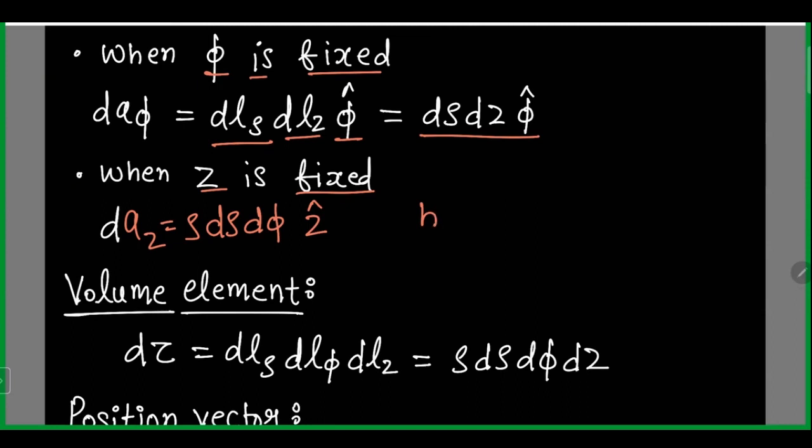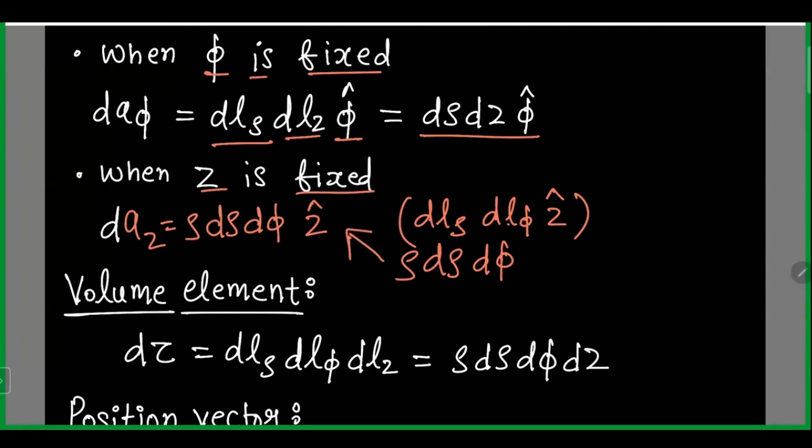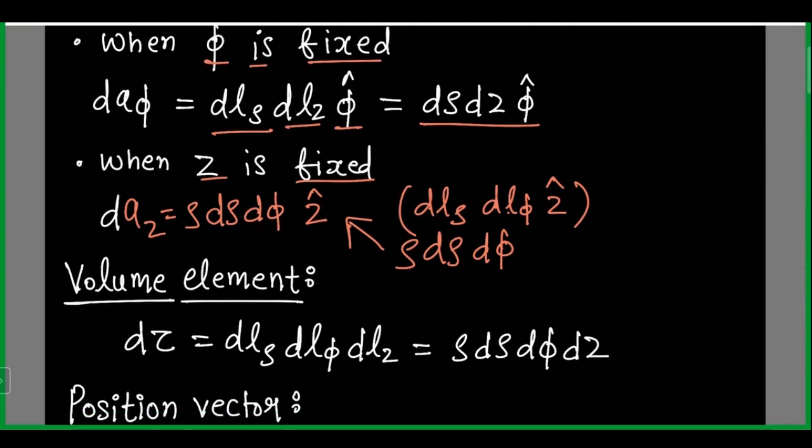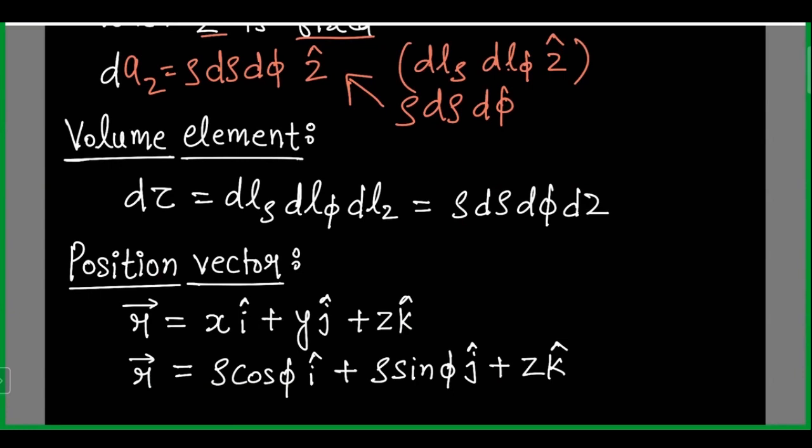How did I get here? I multiply dl rho and dl phi, and my direction will be z cap. I know dl rho is d rho and dl phi is rho d phi, so I will get the same result. So you can derive any of these area elements. Now let's see what the volume element is. The volume element is a small volume, and it will be dl rho dl phi into dl z. If you put the values, you will get rho d rho d phi dz. Okay, I hope it is clear till here. It is the same as the last lecture.